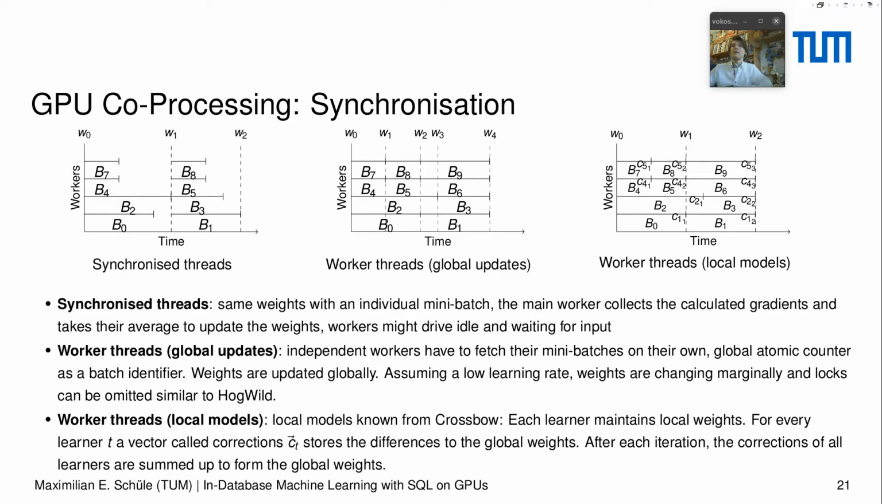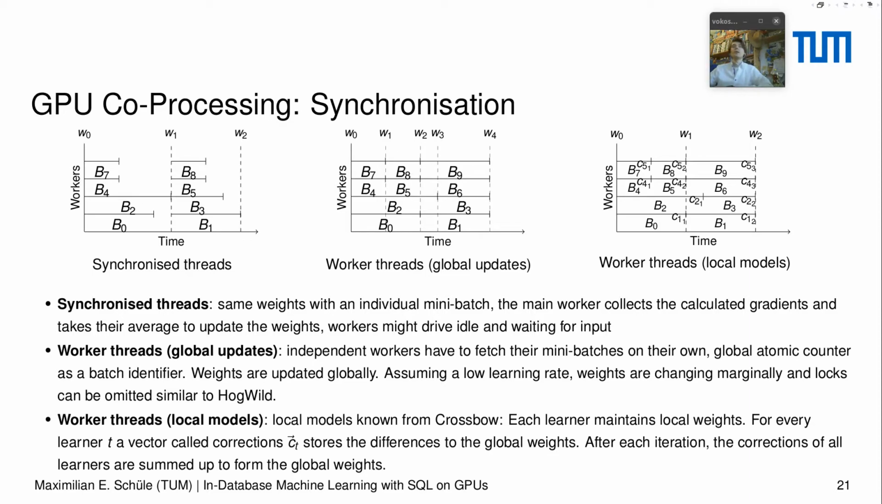Another possibility are worker threads with global updates. So independently, each worker can continue his work because he does not wait for another one and updates the weights. But there's the problem that we need locks, either locks, which would hinder slower GPU units or slower devices from their work, or we omit locks and take into account some small computation errors.